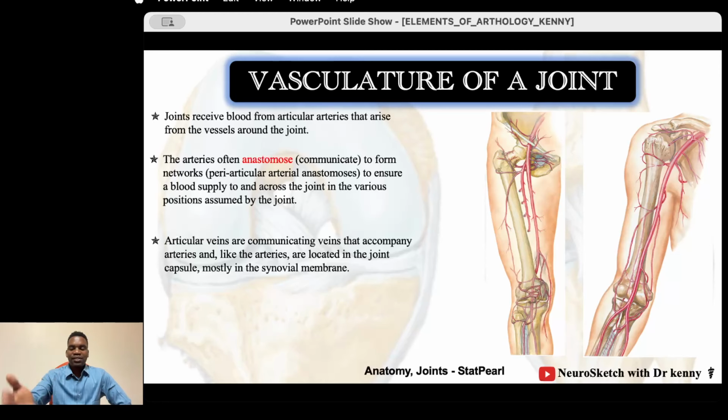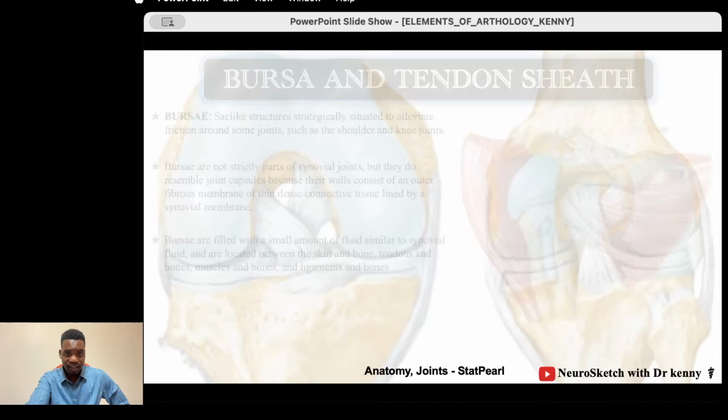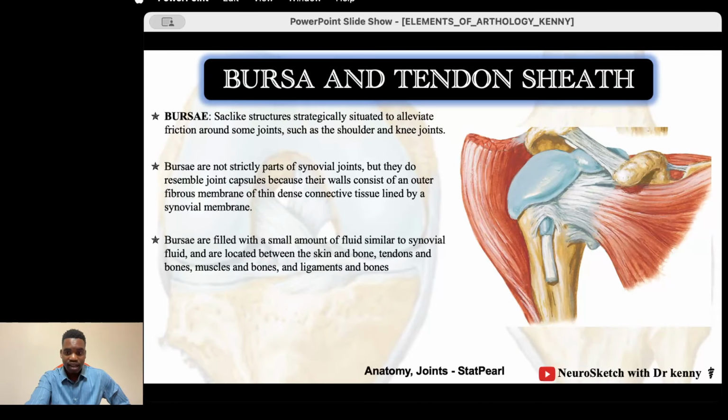So that's the arteries, but the veins accompany these arteries, so we have the same thing in veins. Another important thing to talk about is the bursa and the tendon sheath. A bursa, in Italian or other Romance languages, means a purse, like a bag. So it's a bag.